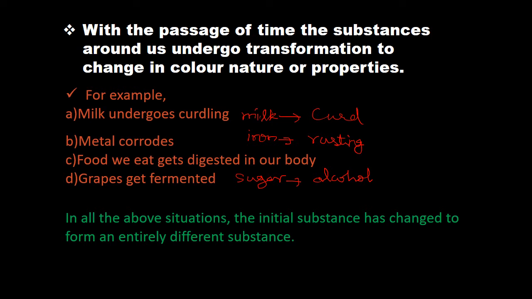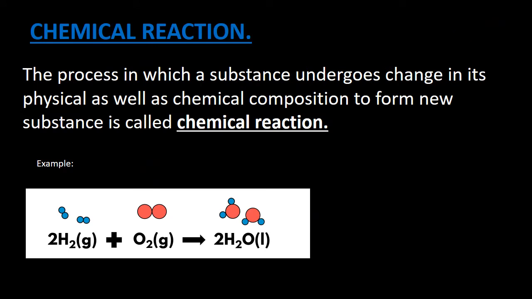So what you can understand from these examples is that the initial substance has changed to form an entirely different substance with different physical as well as chemical properties. This type of change, we can say, is a chemical change. So the process in which a substance undergoes change in its physical as well as chemical properties is known as a chemical reaction.